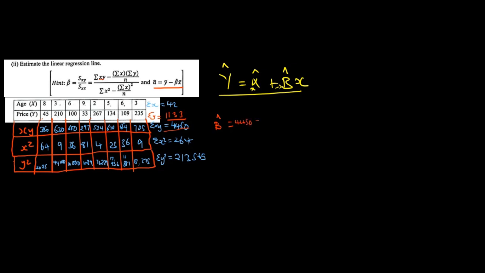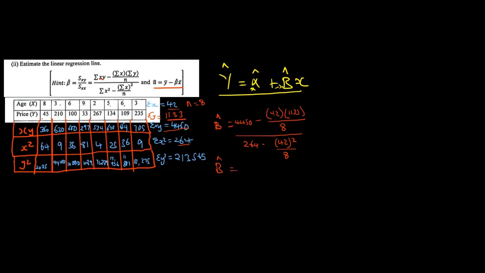450. Then I'm going to say minus the summation of x in brackets, which is 42. Then summation of y is 1133. And then I'm dividing this by the sample size. So n is equal to 8. So I'm dividing this by 8, and then we are dividing by the summation of x squared, which is 264, minus the summation of x, and then we square it. So summation of x is 42, and we're going to square it, and then divide by 8.